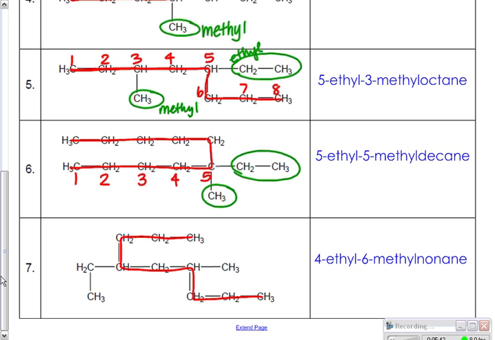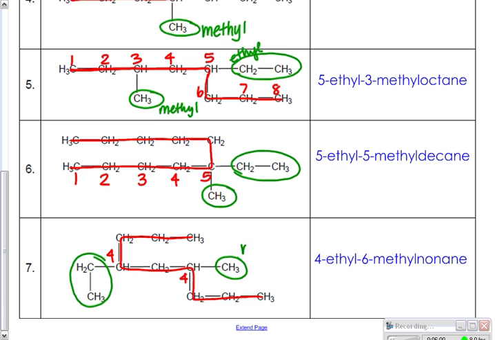chain. The groups that are attached are here, and you want to number these so that they have the lowest possible numbering. Now, if you notice, either way you go, 1, 2, 3, this becomes a 4, or if you went 1, 2, 3, this would become a 4. So which one do you pick?